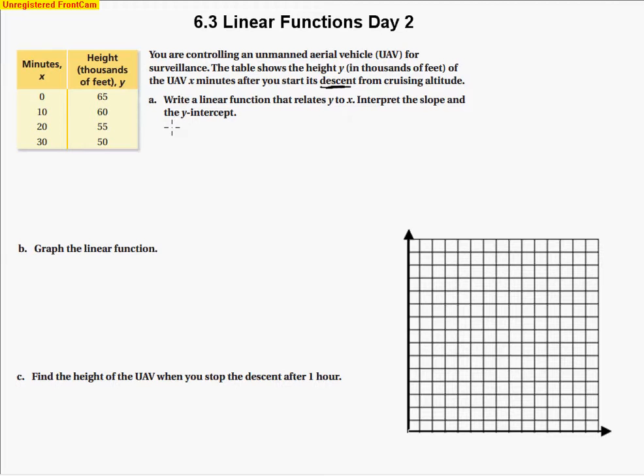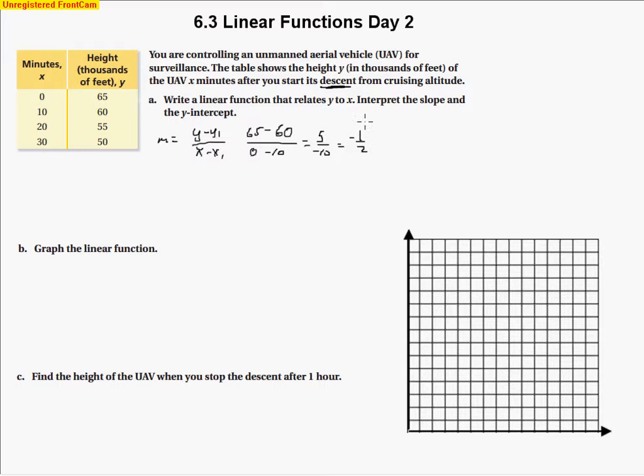Let's find out what the slope is. Remember, when we do the slope, we have y minus y1 over x minus x1. I'll take two of the y values, these two right here, 65 minus 60, all over, since I started with 65, I have to start with the 0: 0 minus 10. I do the subtraction and get 5 over negative 10, which makes negative 1 over 2.